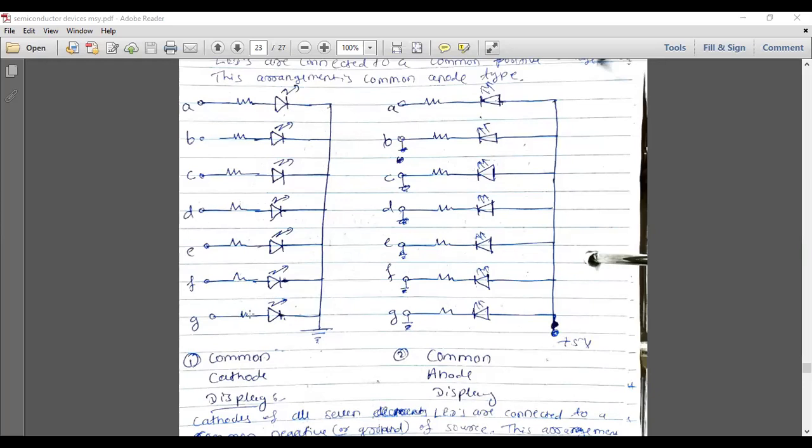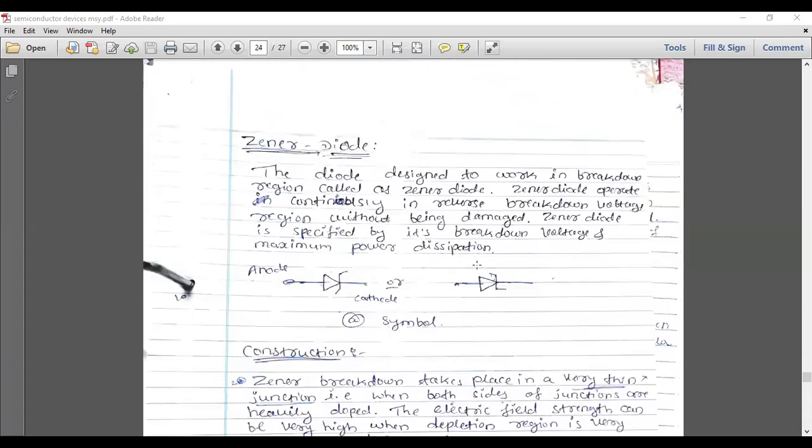So which one do we have to turn on? We have to give the positive supply to that anode here now. This resistance is used just to limit the current. In this condition, all the anodes are connected to the positive supply, shorted and connected to the positive supply. Based on the requirement, we can connect the cathode to the supply, otherwise we have to connect to the ground. In the 7 segment display, we have used the common cathode and common anode methods here now.